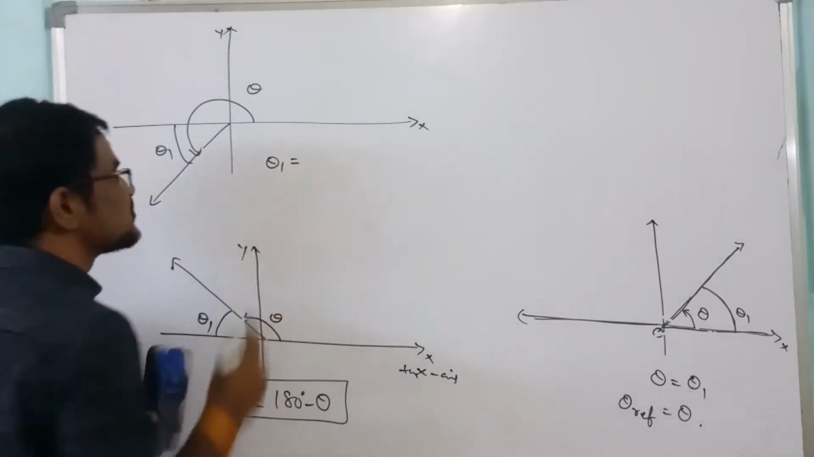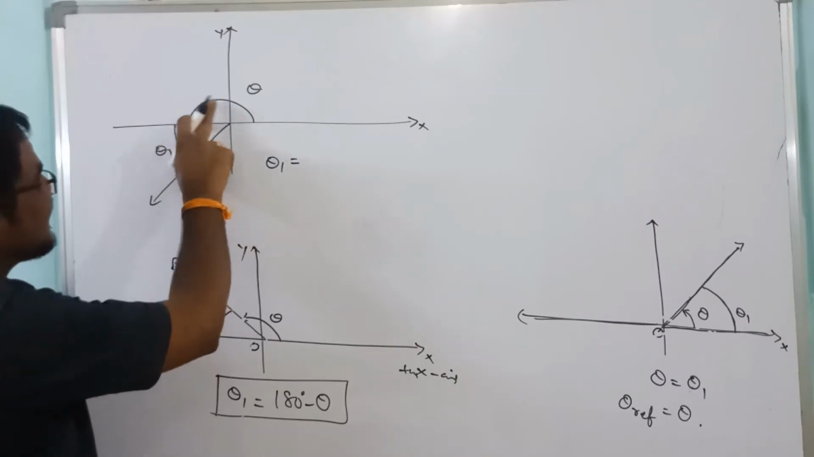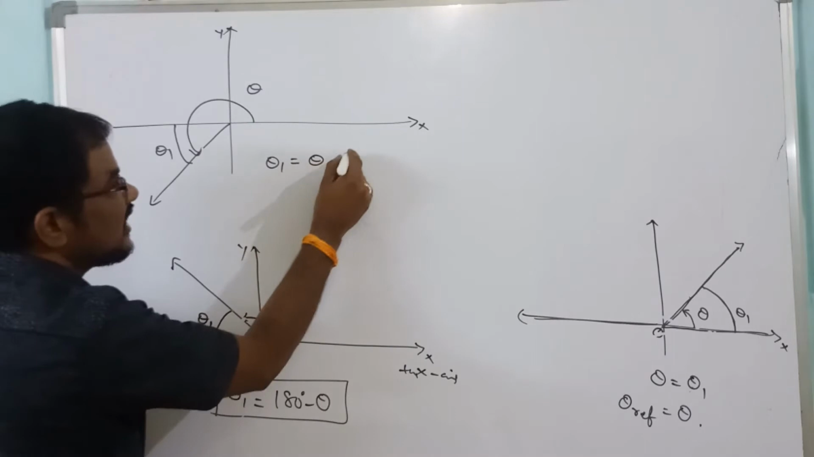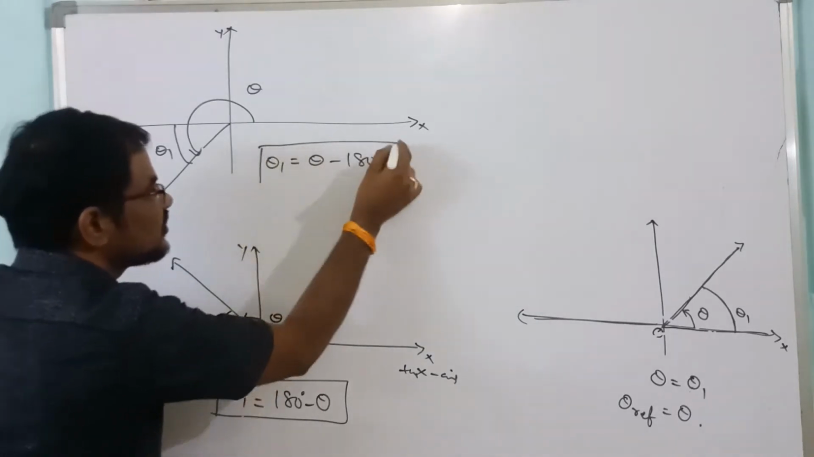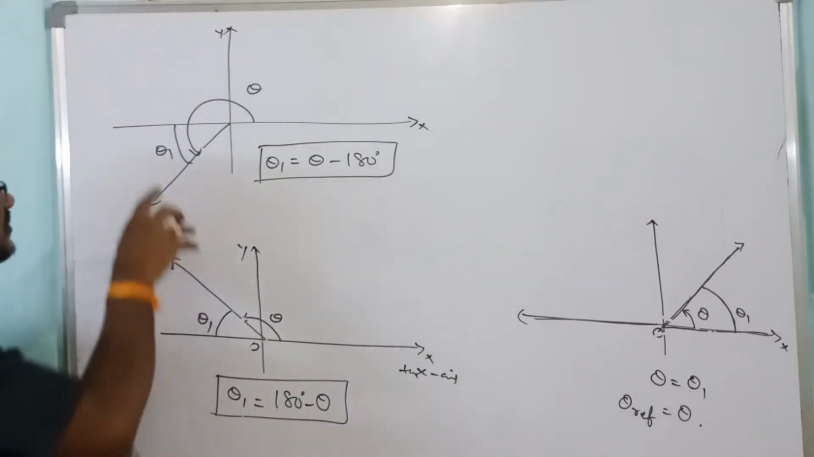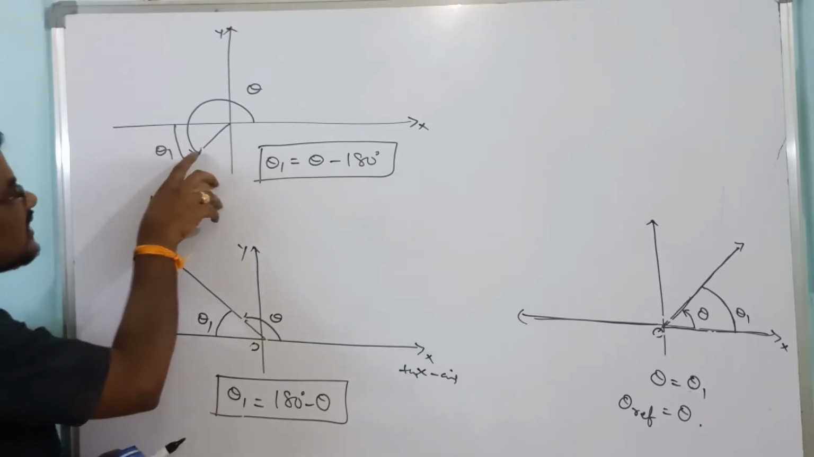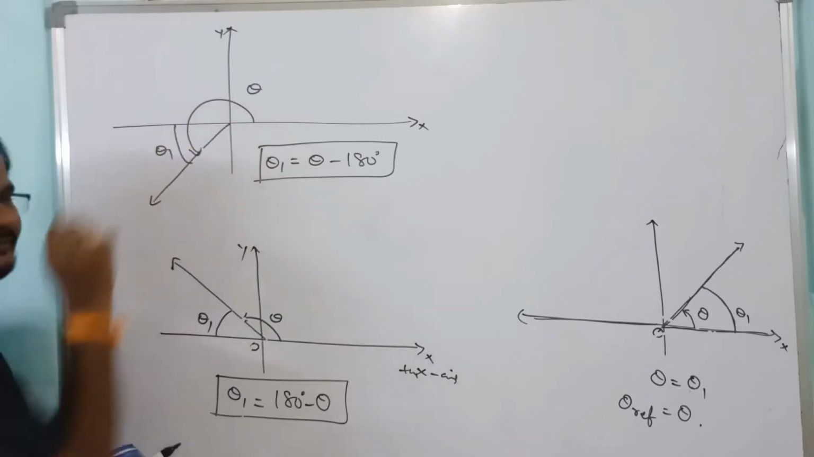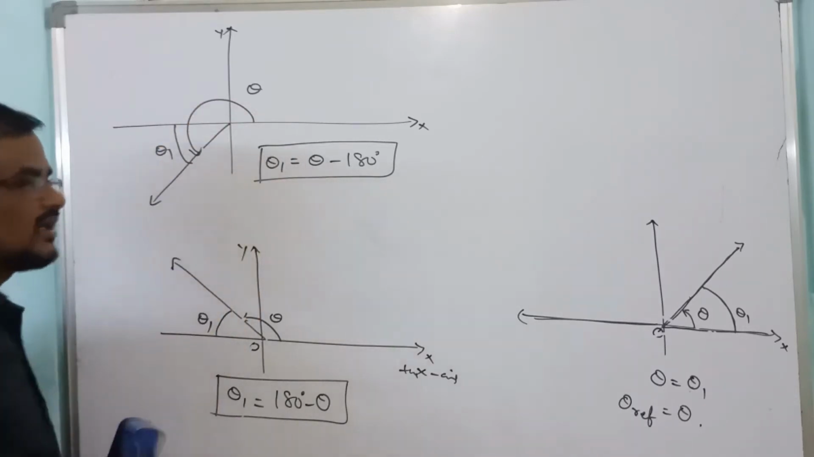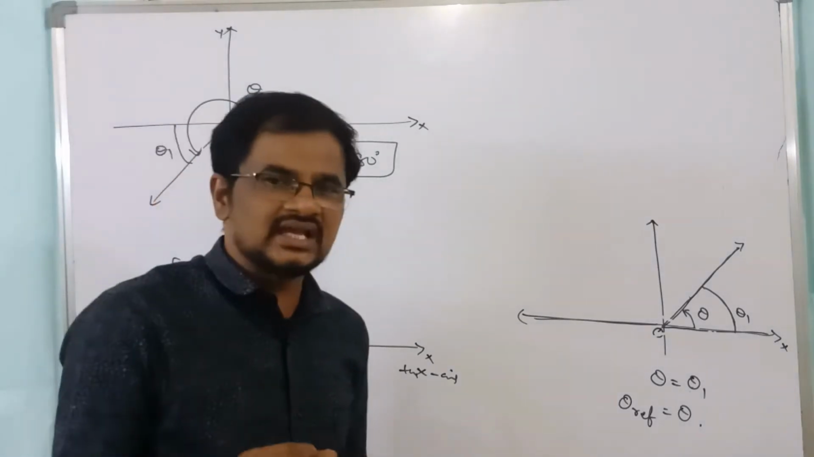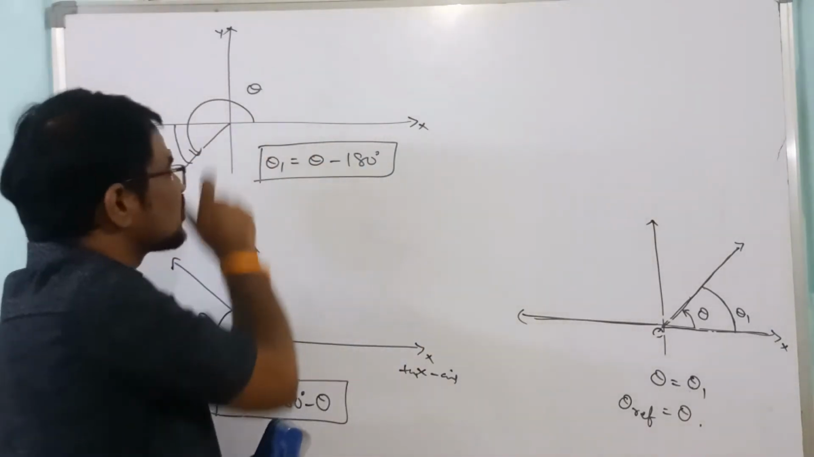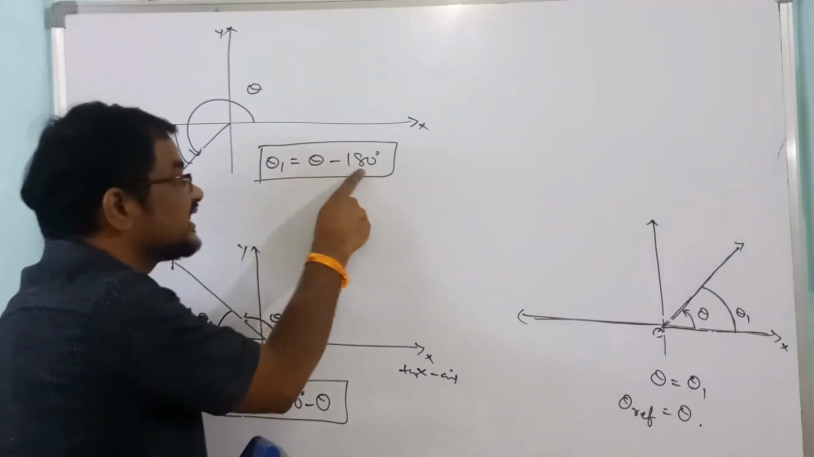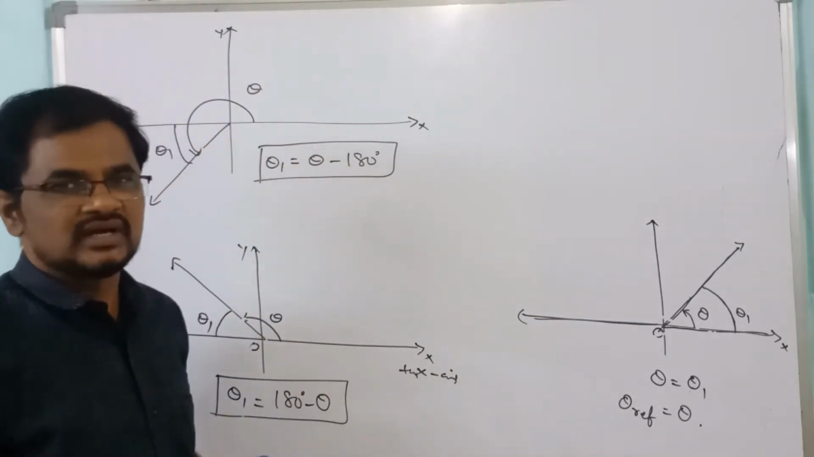How do we get theta 1? Once you observe, the total theta from here to here is theta minus 180, so theta minus 180 is theta 1. Once again, how do we get this reference angle? Total theta minus 180 equals theta 1. So if the standard angle theta lies in the third quadrant, the reference angle is theta 1 equals theta minus 180. Like this we have to take.